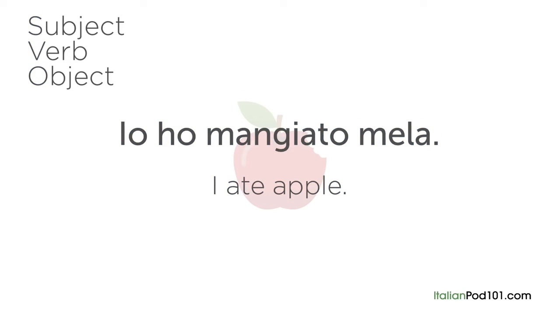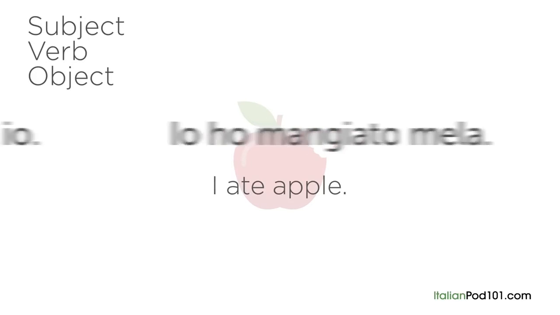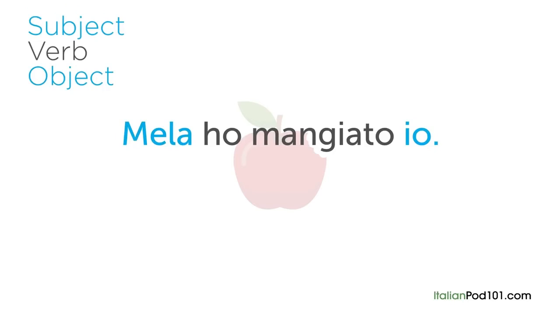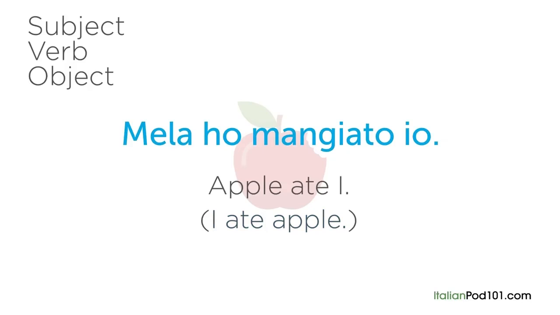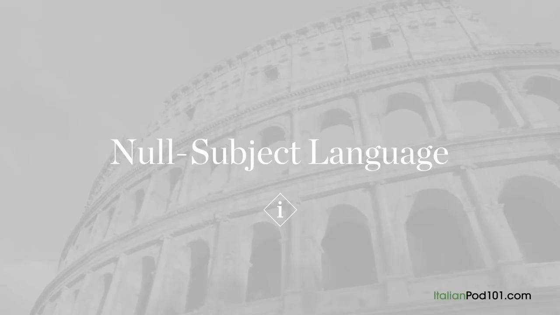This means that you can convert an English sentence into Italian simply by replacing the English words with Italian words, and you'll still be understood. Italian word order, however, is much more flexible than English. If we swapped the subject and object around, we'd get apple ate I in English, which changes the meaning of the sentence completely. In Italian, however, the core meaning of the sentence does not change. It would still essentially be I ate apple. Mela ho mangiato io. As you can see, the word order of Italian is quite flexible.